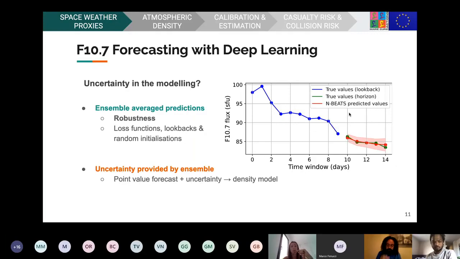So this is achieved by averaging the predictions over a diverse set of models that have the same underlying architecture, but different higher level parameters such as loss function, lookbacks, and initialization. And then these uncertainty bands shown here naturally arise from the distribution of forecasts over the ensemble and can be provided alongside the single point forecast to subsequent steps in the pipeline.